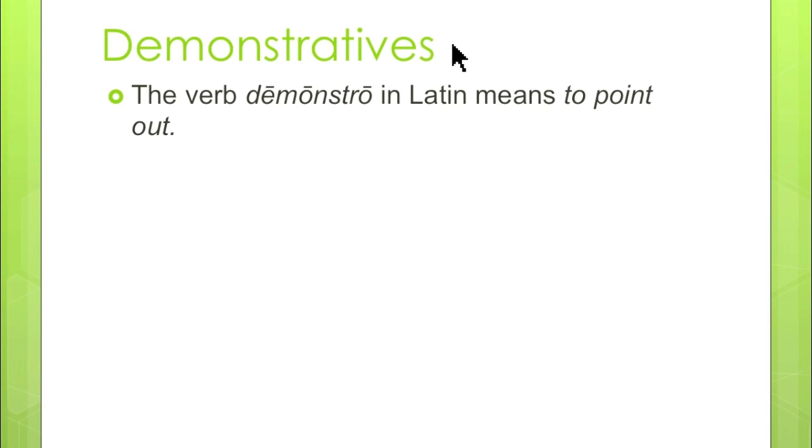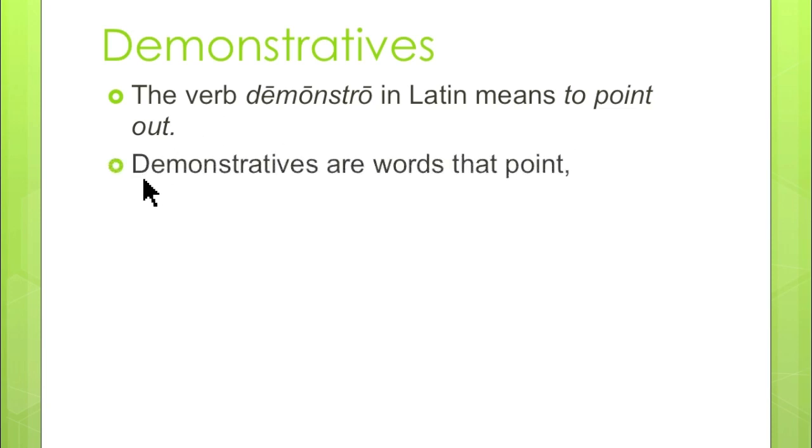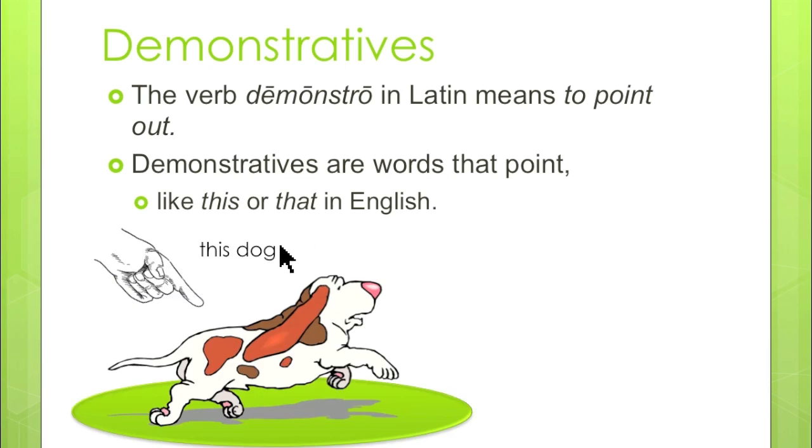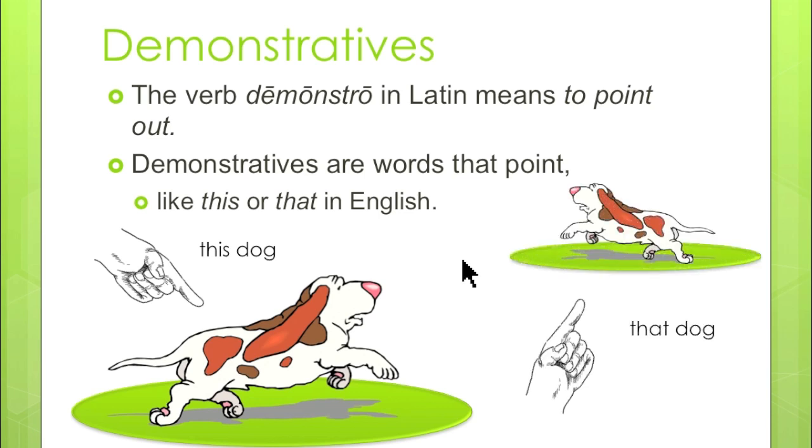But what are demonstratives? The verb demonstro in Latin means to point out. Demonstratives are words that point, like this or that in English. Here's an example. This dog. That dog is another example.